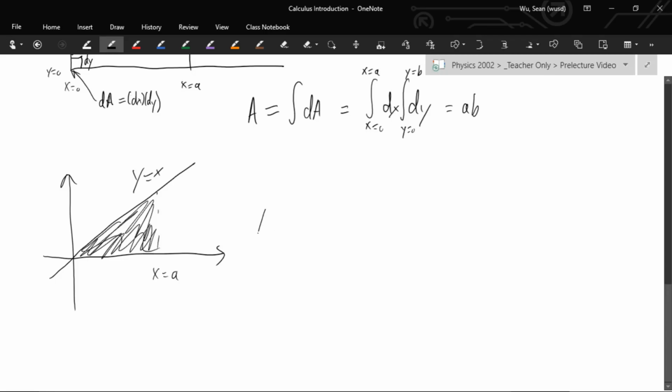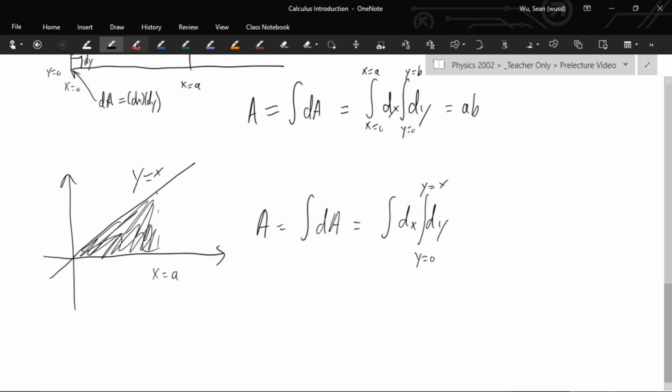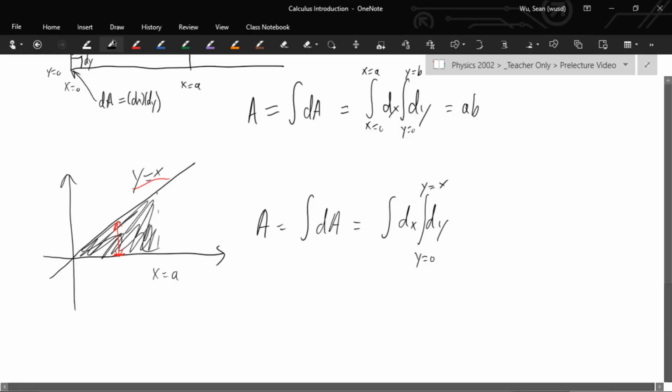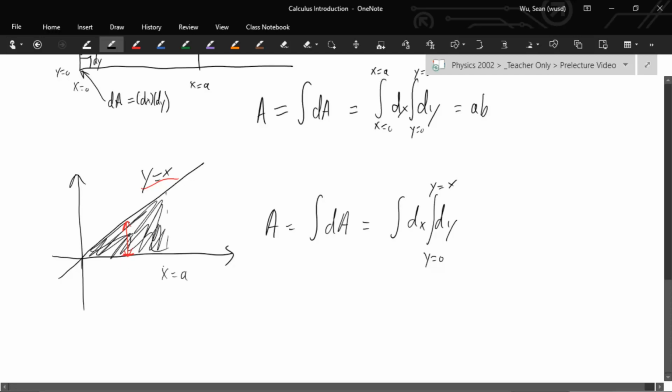you say that this area is going to be equal to the integral of dA, which is equal to the integral dx dy. And then you have to say, well, where does y start? y starts from 0, and it goes up to x, right? And the way you can see that is y starts from 0, y goes up to x. And then x starts from 0 and it goes up to a. So this is x is equal to 0 to x is equal to a.